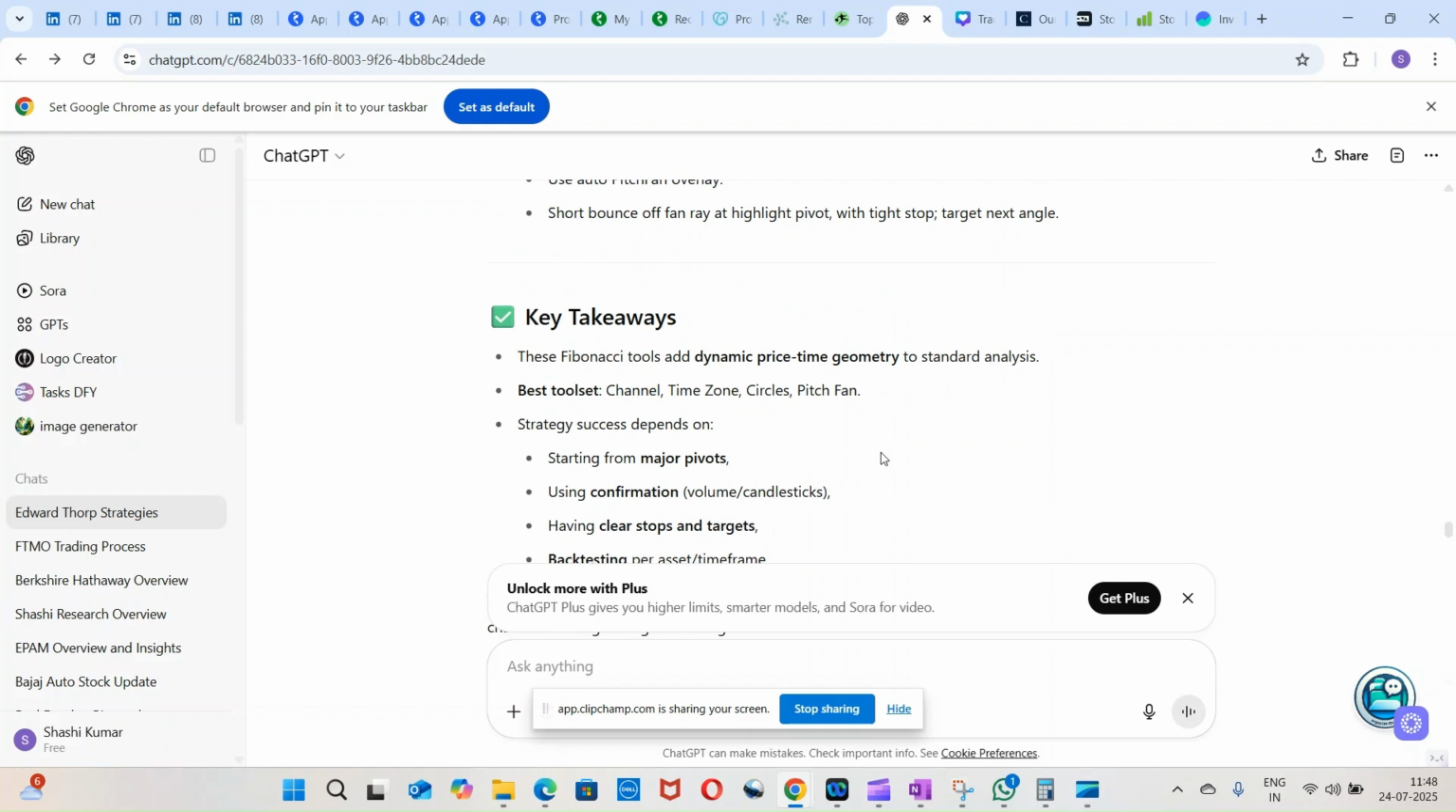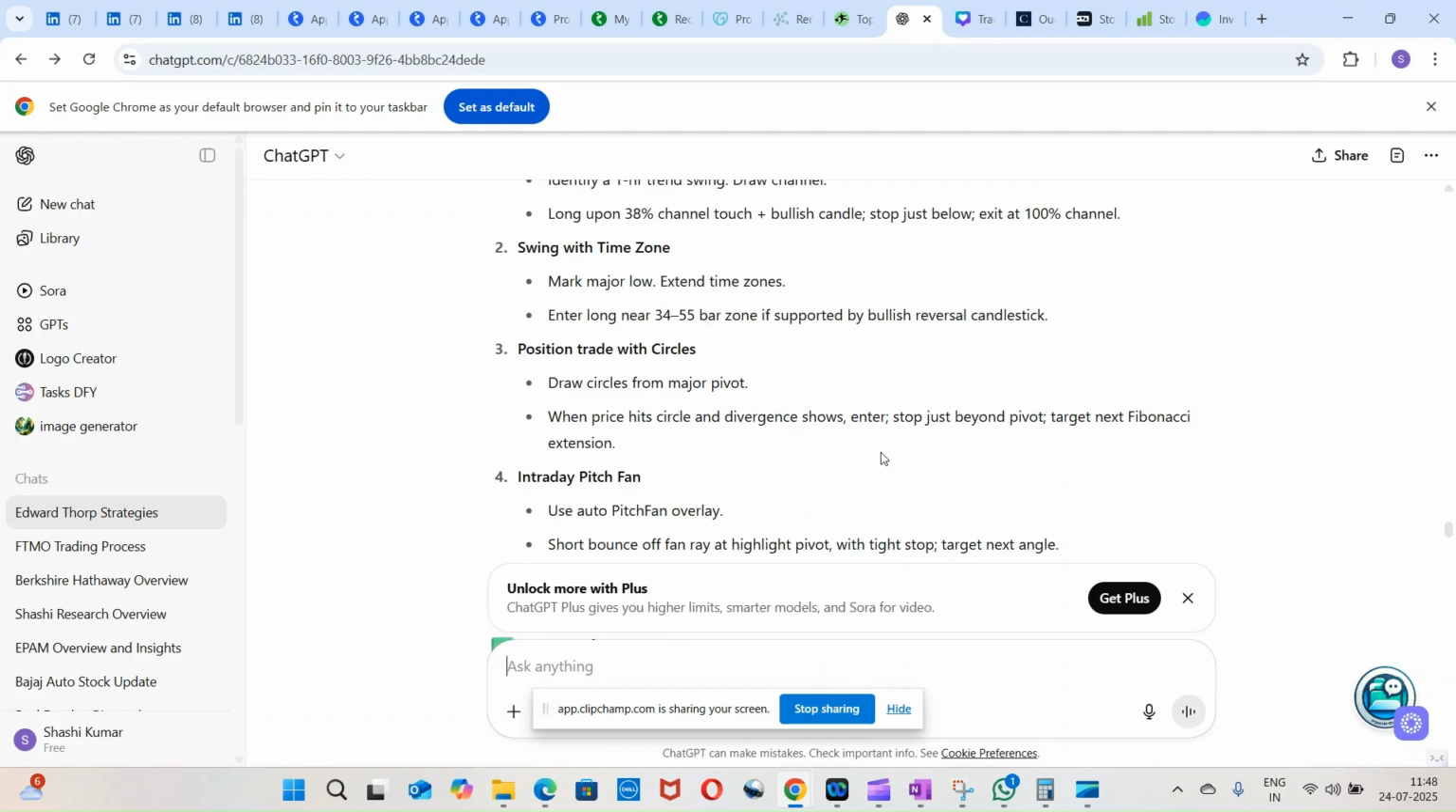So we covered all the Fibonacci tools that are available in TradingView.